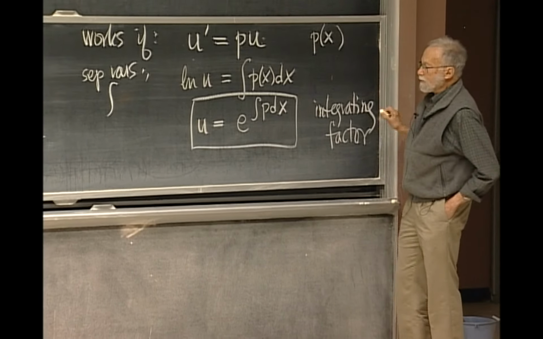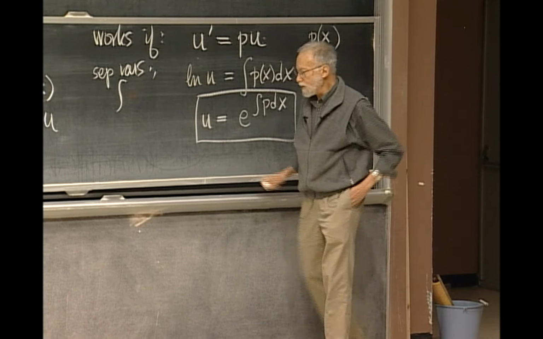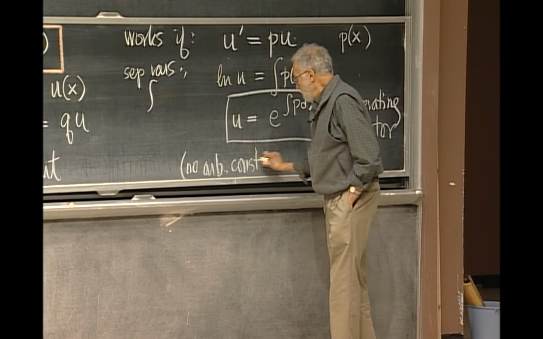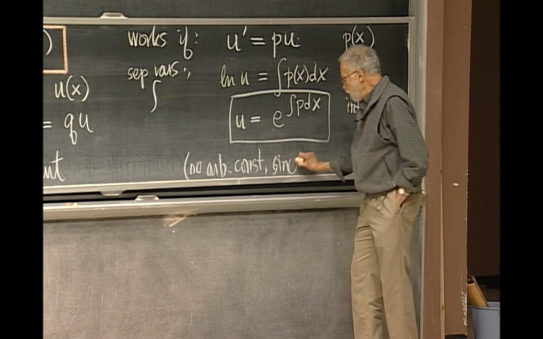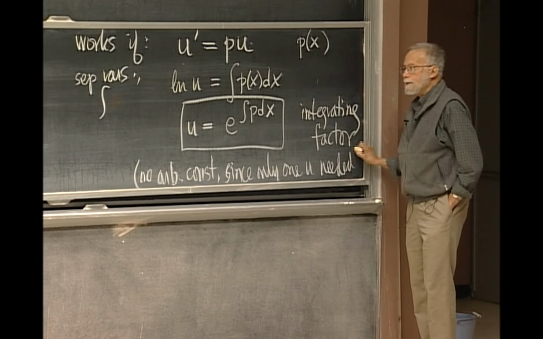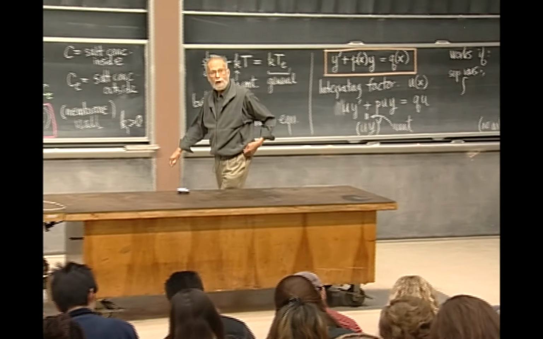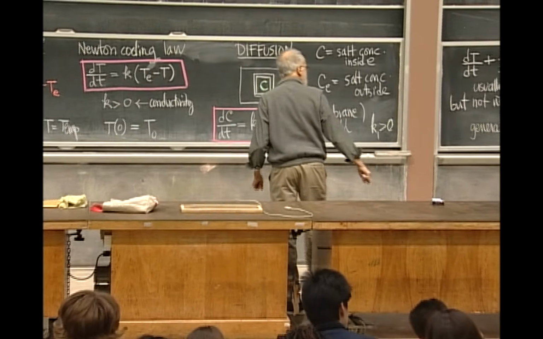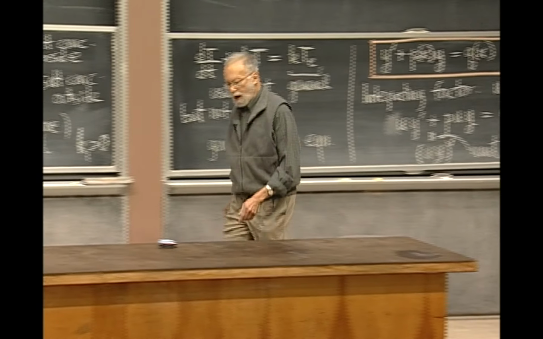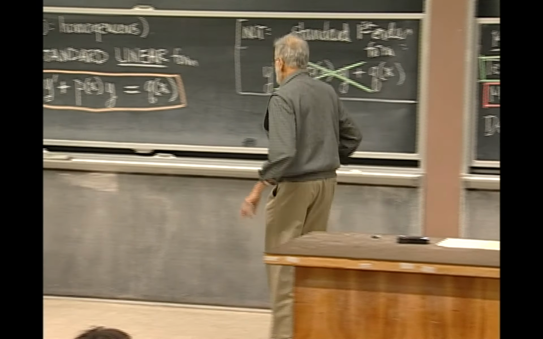We'll always be able to write an integrating factor. Don't worry about the arbitrary constant because you only need one such u. So no arbitrary constant, since only one u is needed. And that's the solution, the way we solve the linear equation. Okay, let's take over and actually do it. I think it would be better to summarize it as a clear-cut method. So let's do that.